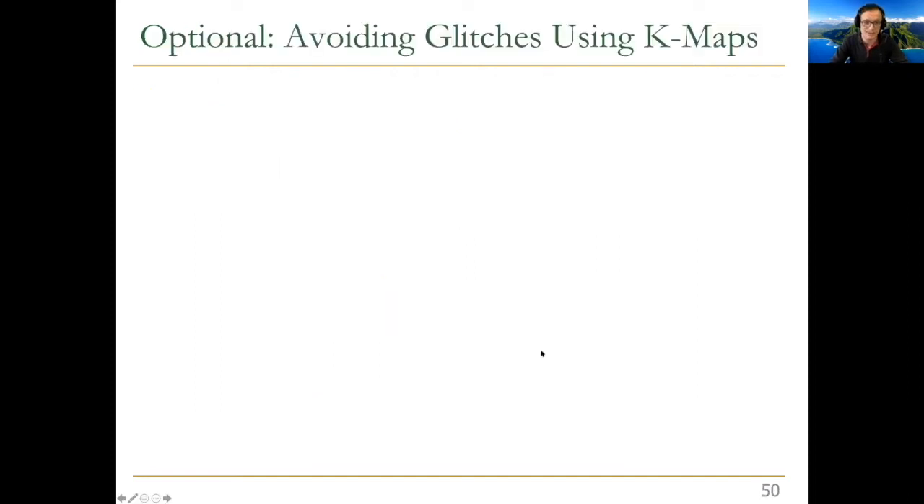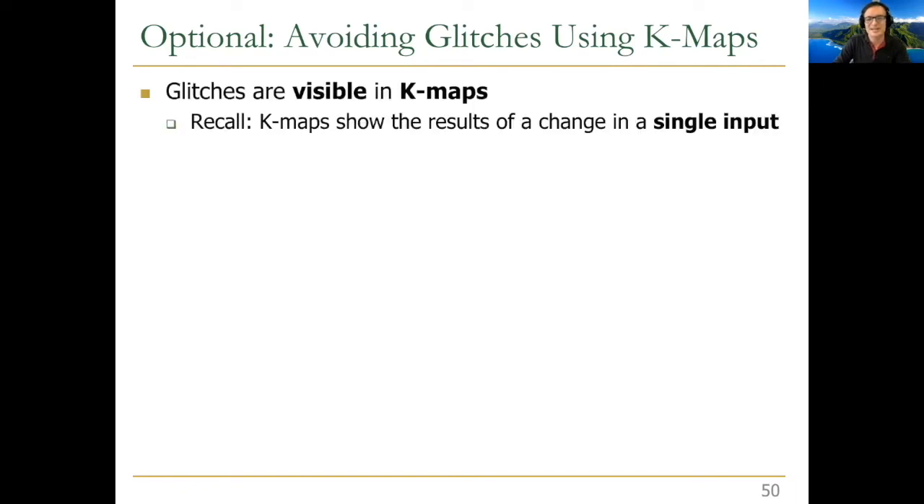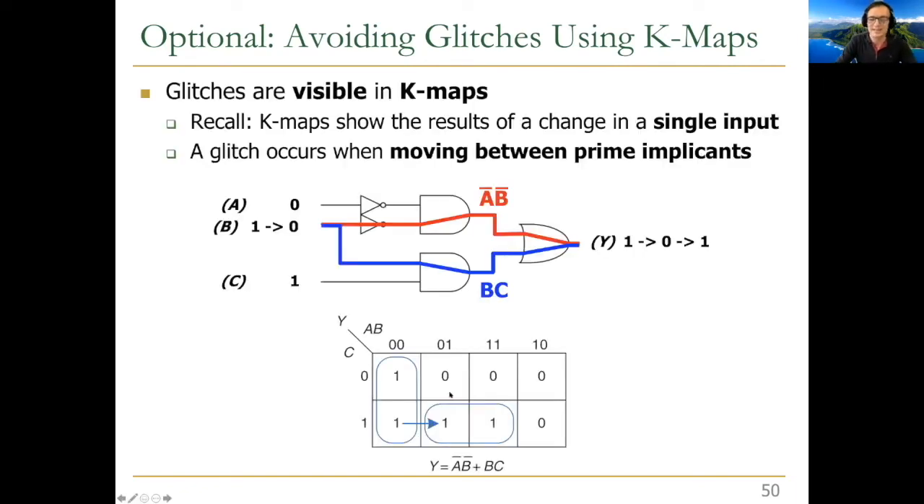Okay, so we did not cover K-maps, Karnaugh maps, as I mentioned that they were optional. But very quickly, these glitches can be visible in your truth table, let's say. So Karnaugh maps is one example of a truth table, basically. This is A, B, C, and Y is the output.